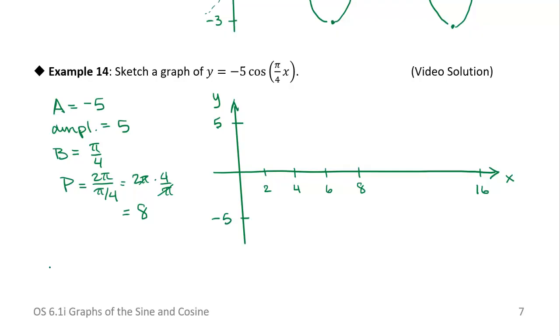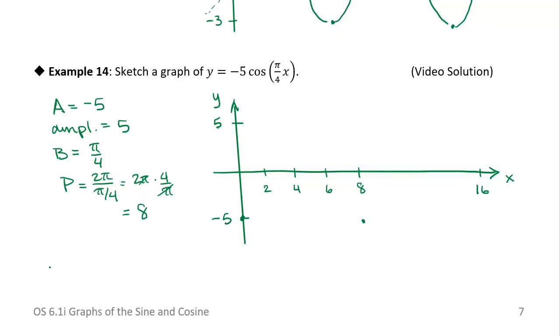Now, this is a cosine function. It starts at a and ends at a, but our a is negative. So I'm going to start it at a -5 and end it at a -5 after 1 period. Okay, so I'm going to mark out the beginning and end of 1 period. That's where I always start.